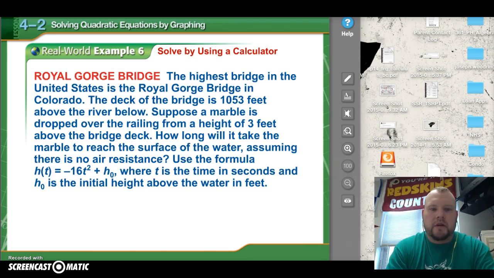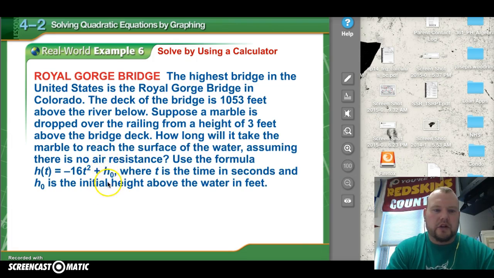How long will it take the marble to reach the surface of the water, assuming there is no air resistance? Use the formula h of t equals negative 16t squared plus h naught, where t is the time in seconds and h naught is the initial height above the water in feet.